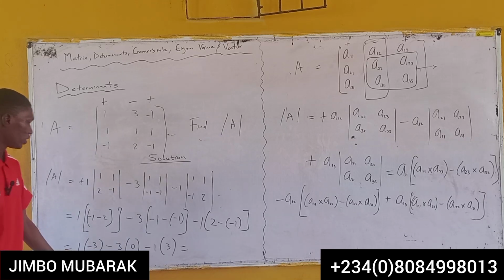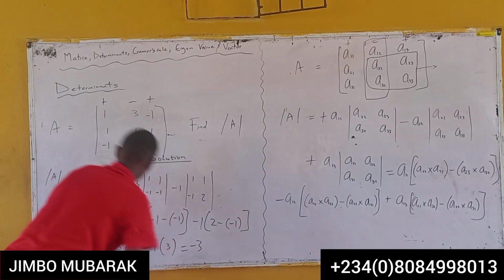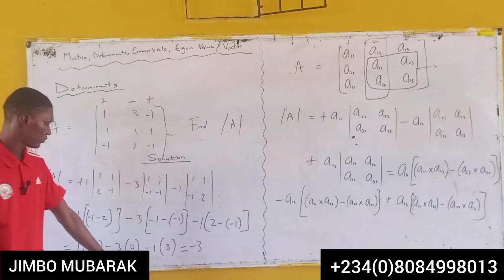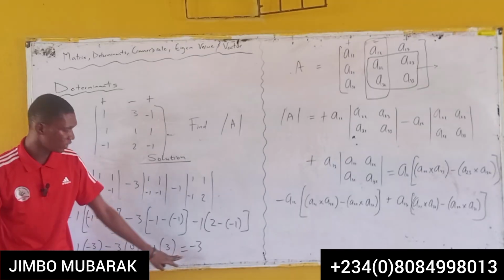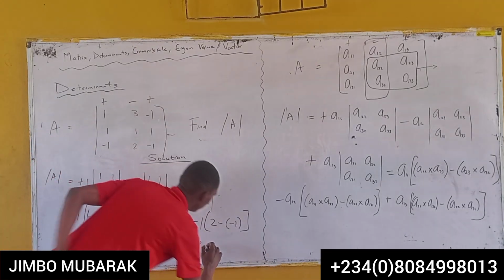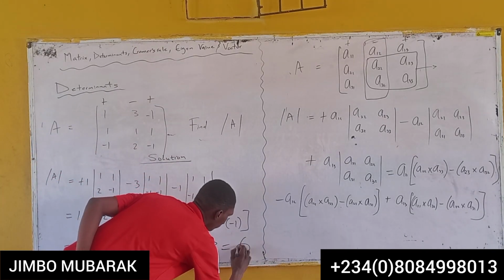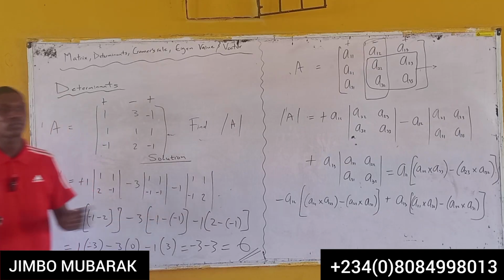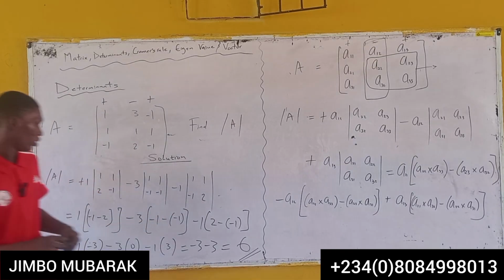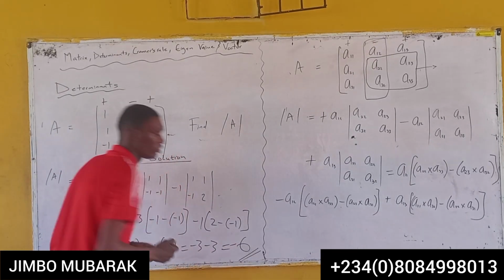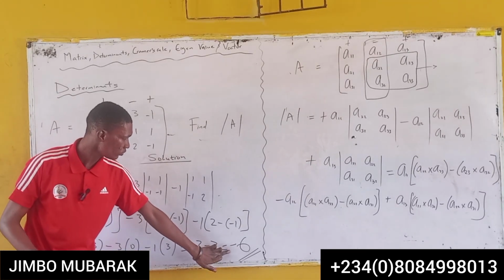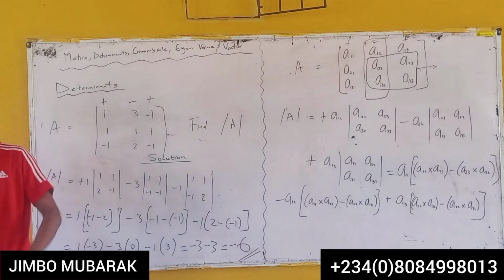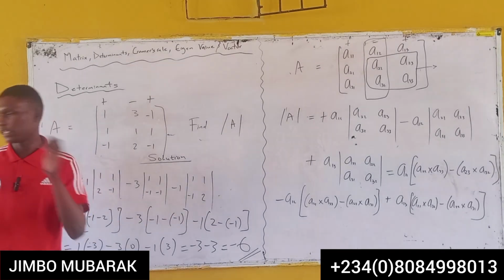1 times minus 3 is minus 3. Minus 3 times 0 is 0. So we can move on to the next one: minus 1 times 3 is minus 3. So therefore our final answer is minus 6, sorry. Minus 6. Alright? So that's for the determinant of a 3 by 3 matrix.